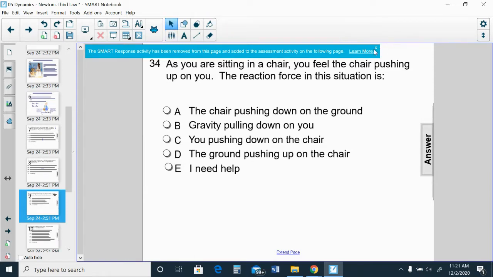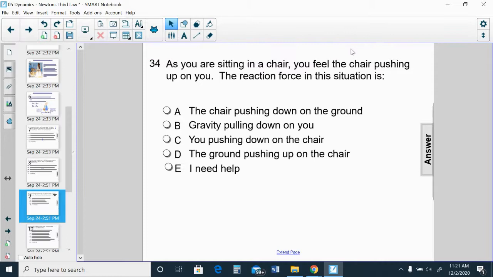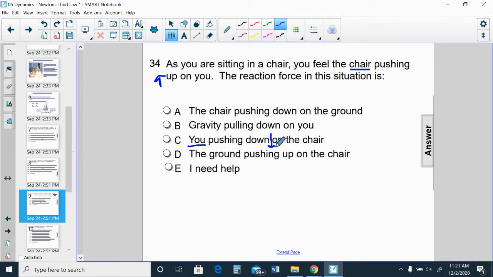As you are sitting in a chair, you feel the chair pushing up on you. The reaction force in this situation is... the correct answer is C, you pushing down on the chair. Since the action force is the chair pushing up on you, then the reaction force is you pushing down on the chair.